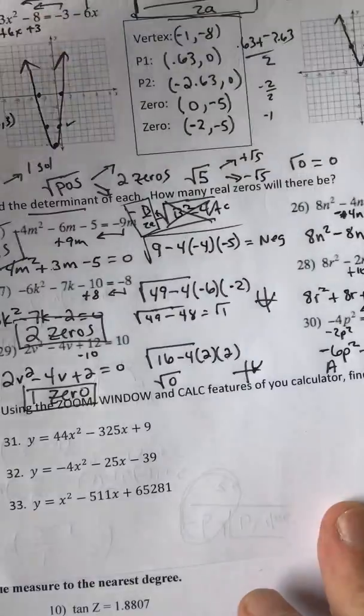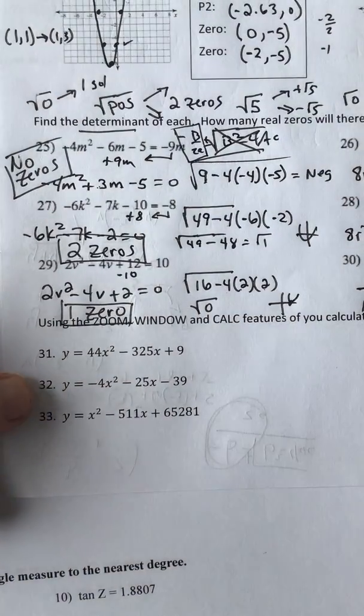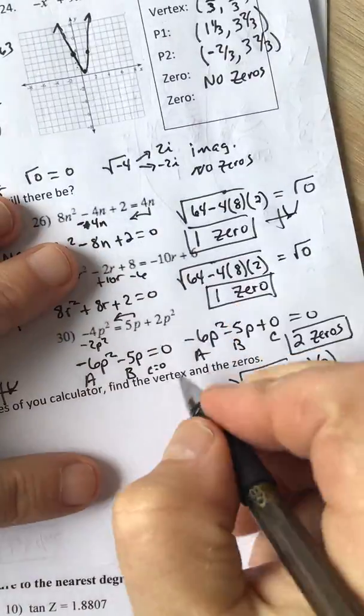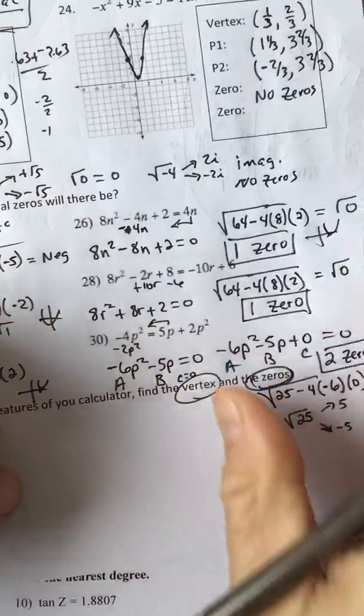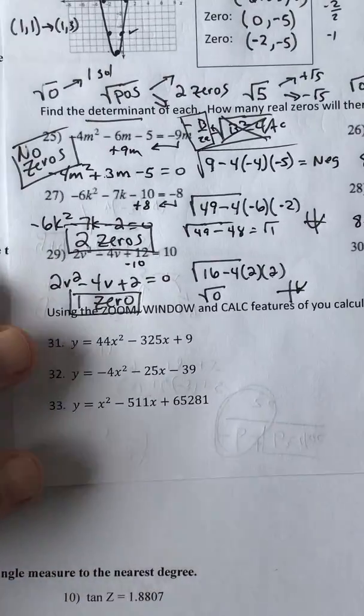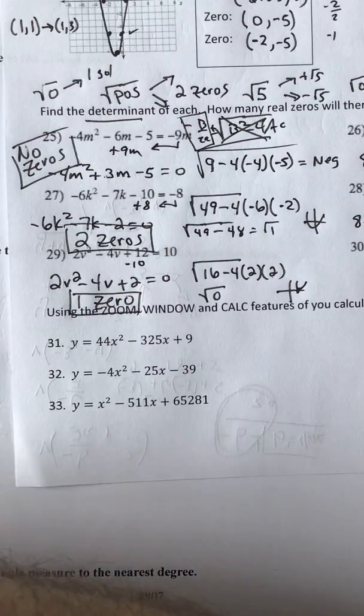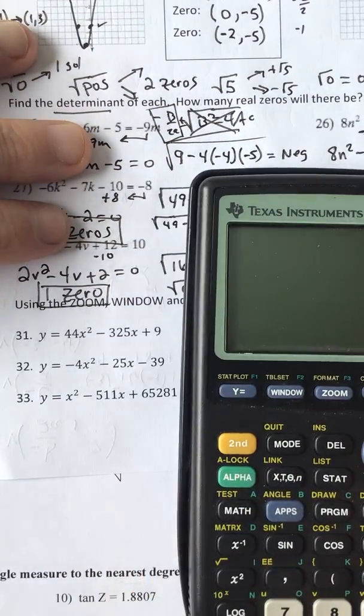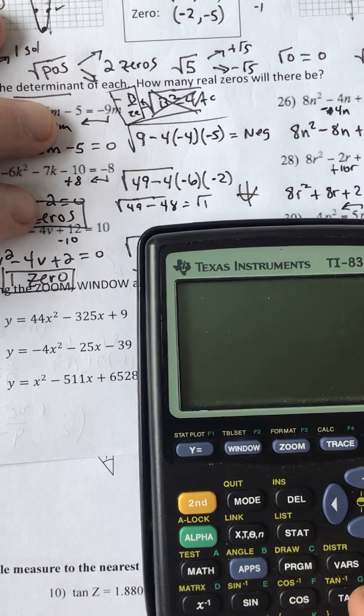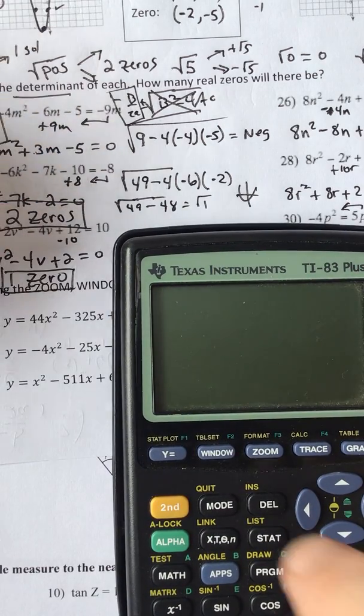Okay, now let's put these in our calculator, use the zoom function, and what do we have to do? Find the vertex and the zeros. Okay. So let's have our calculator do that. On these kind, there should be no work. It's just answers because we're just having our machine do the entire thing.